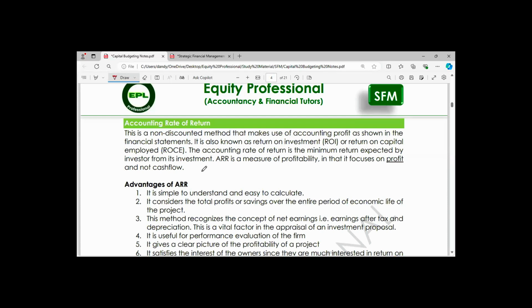I'm happy. So let's talk about accounting rate of return.